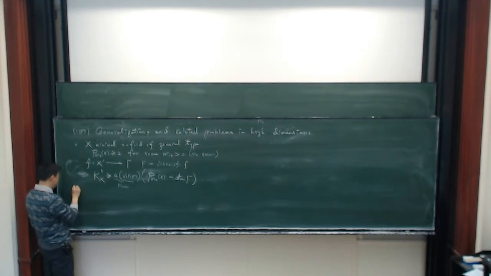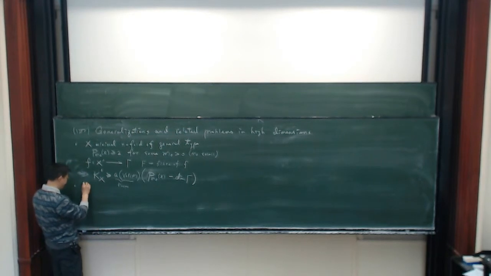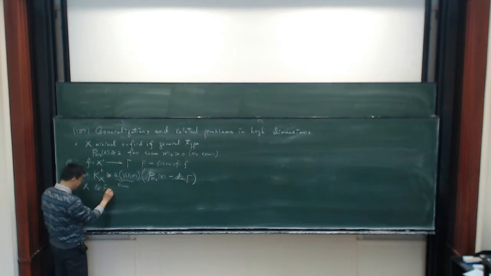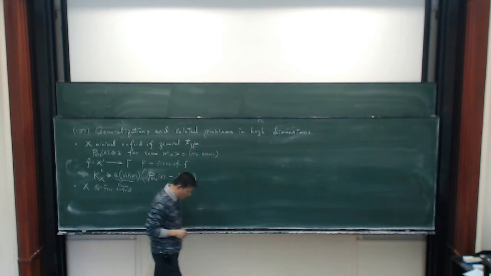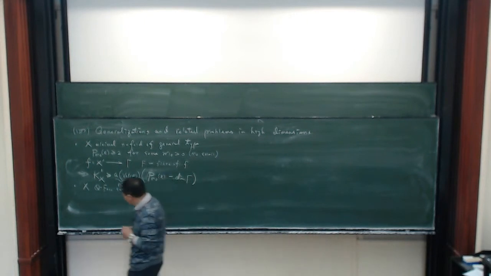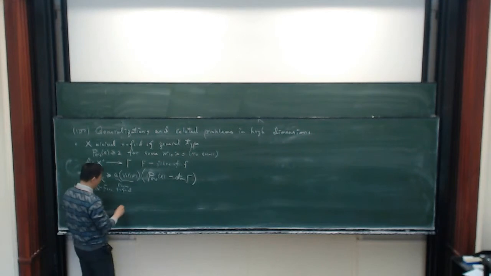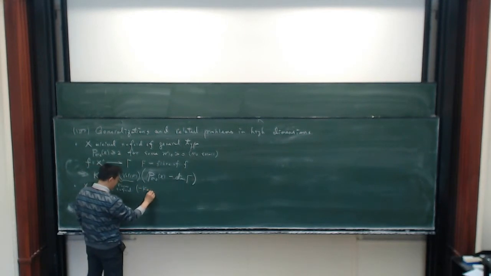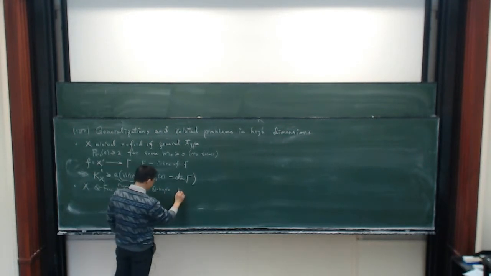So another generalization is that if I consider x to be a Q-Fano threefold. Unfortunately, for higher dimensional Fano varieties, we still can't do this. So Q-Fano here means minus K_X is Q-ample. Of course, with terminal singularities.